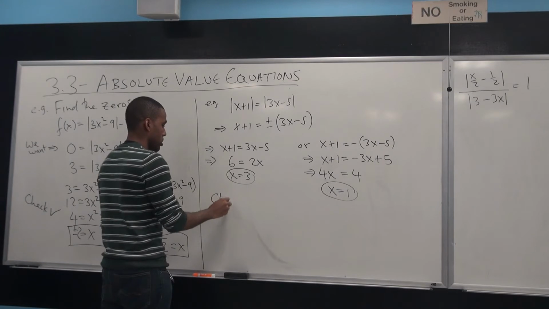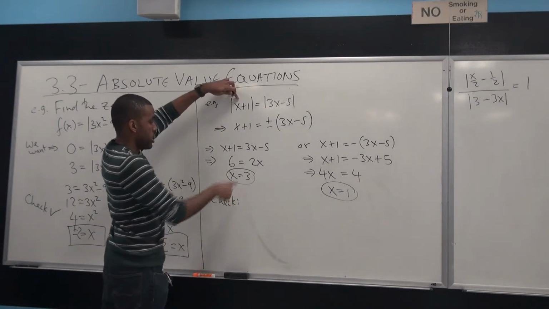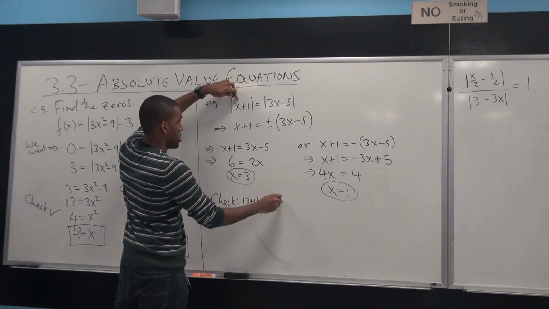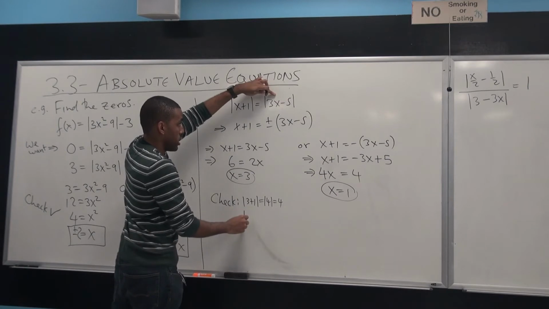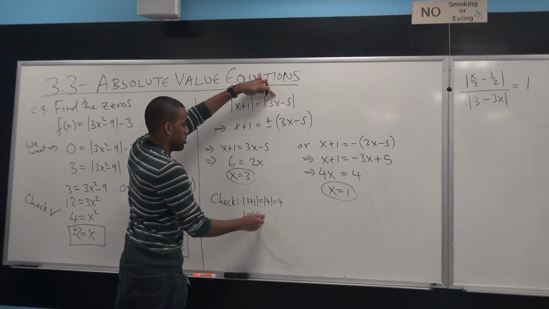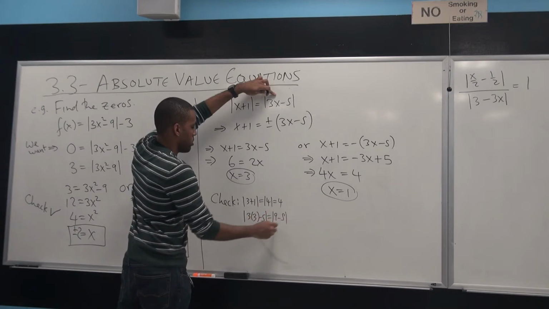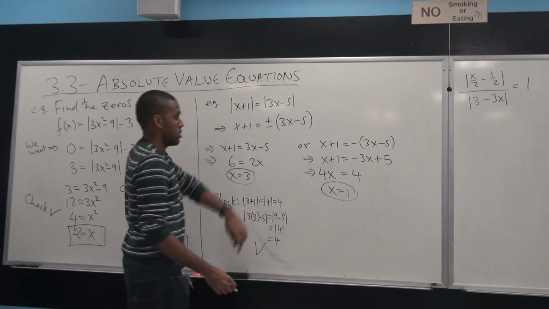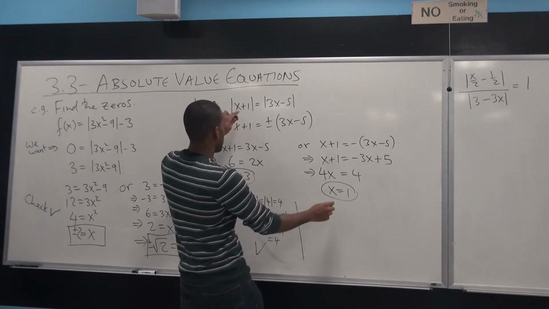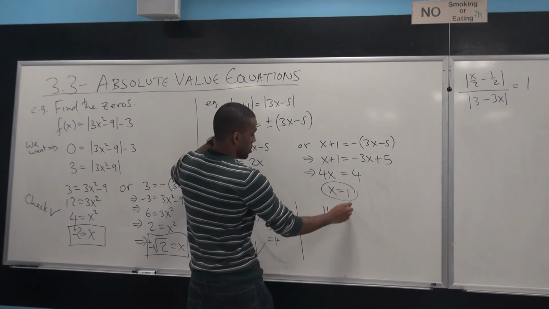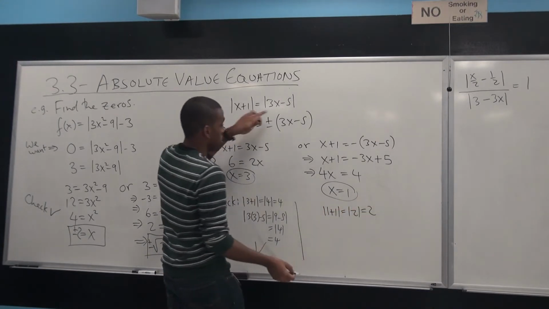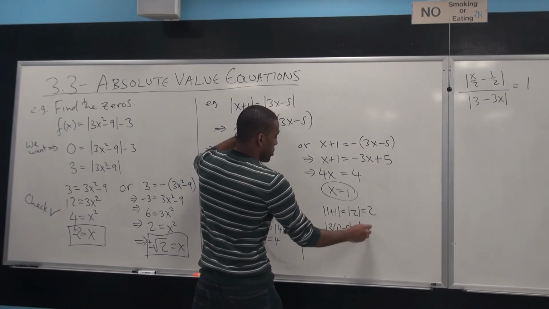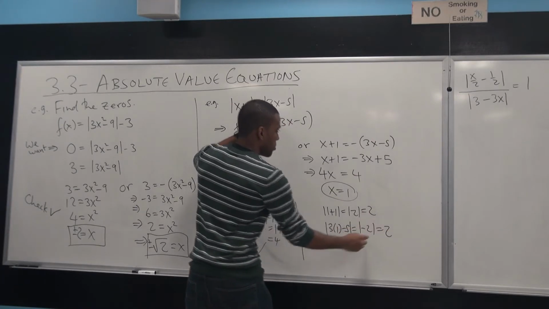And you can check. Plug in here, x equals 3. 3 plus 1 is just absolute value 4, which is 4. Over here, if I let x equals 3, this is 3 times 3 minus 5. That's 9 minus 5, which is 4, which is 4. So that checks. I can also check x equals 1, plug it in here. 1 plus 1, that's absolute value of 2, which is 2. If I plug in 1 here, I get 3 times 1 minus 5. That's absolute value of minus 2, which is still 2. So both of these check.